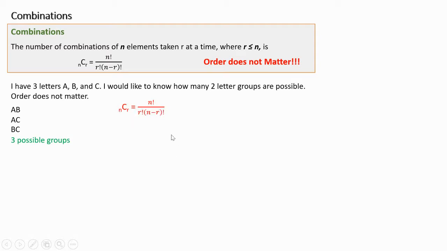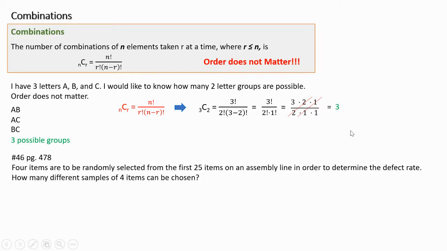How do we do it? By using the formula for combination. It's going to be 3 combination 2. So by using the formula, this will be 3 factorial over 2 factorial times 3 minus 2 factorial, which will give you 3 factorial over 2 factorial times 1 factorial. So 3 factorial is the same thing as 3 times 2 times 1. 2 factorial is the same thing as 2 times 1. And 1 factorial is the same thing as 1. So 2 cancels, 1 cancels, so we're left with 3 over 1, which is 3. That's your answer.